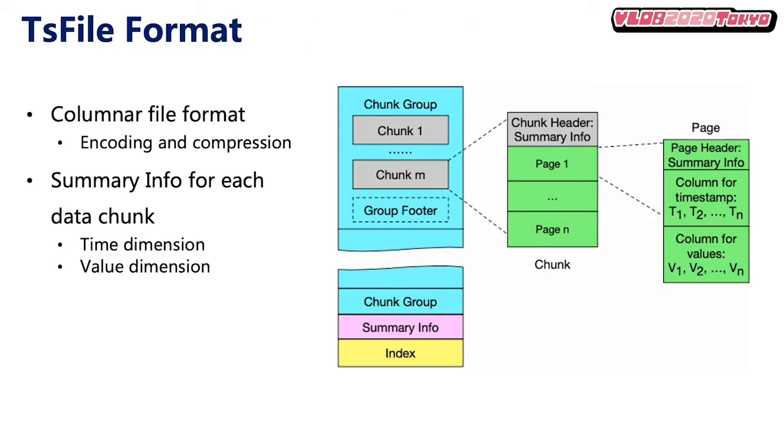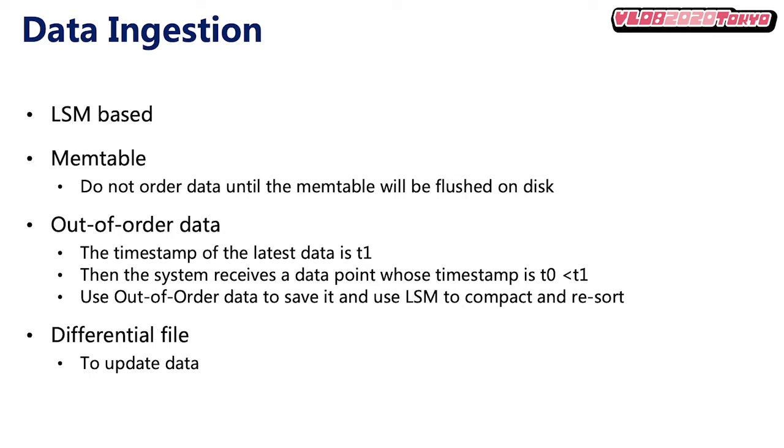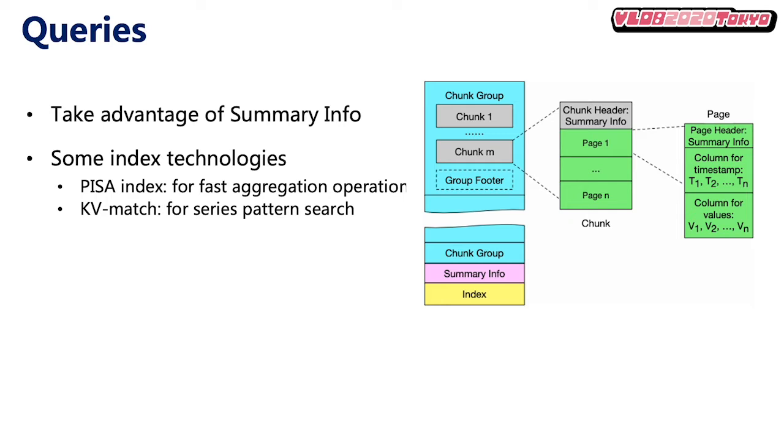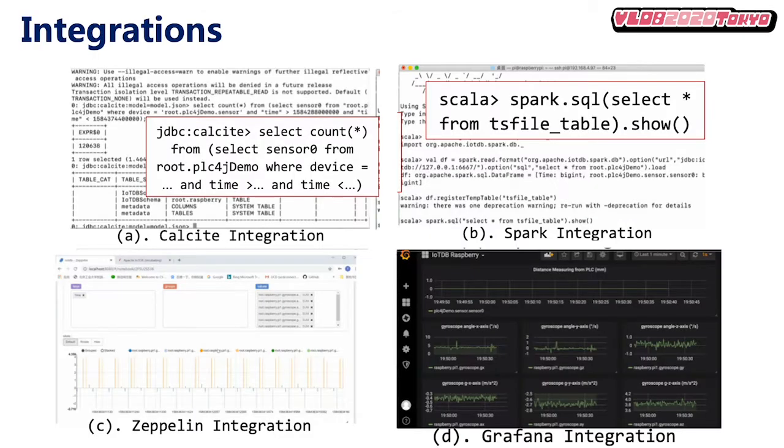To support high compression and low latency query, we introduced TS file, a data file format for time series data. We use LSM-based mechanism to support high throughput ingestion and do some optimizations for faster data written, for handling out of order data, and for supporting updating data. For fast query, we take full advantages of summary info in the data file and proposed pattern and KV match indexes. IoTDB has integrated with many big data systems for relational SQL operation, big data analysis, interactive analysis, and visualization.